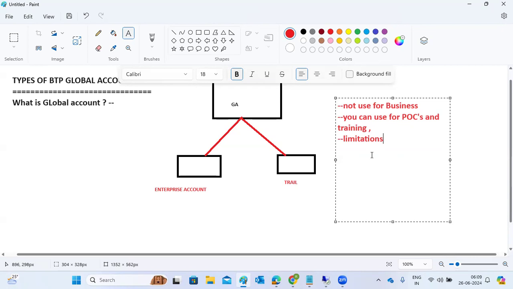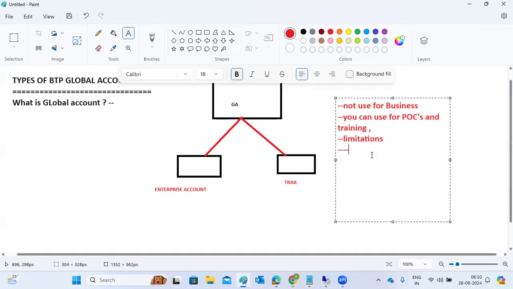The trial account is available only for a 90-day period. So you will get only 90 days on the trial account.